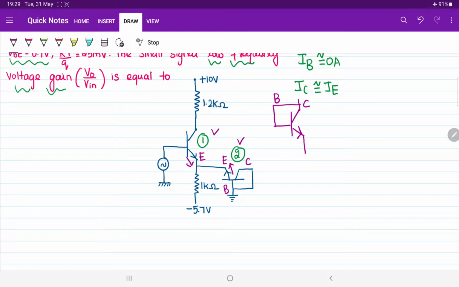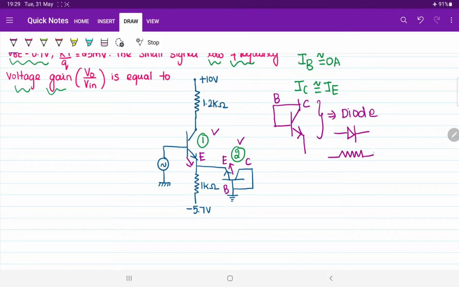Whenever you observe that the collector and base are shorted together, in that case, always, whenever base is shorted with the collector, your transistor will simply behave as a diode. So you can replace this entire transistor by a single equivalent diode. Of course, the diode will be replaced by an equivalent resistor and a cut-in voltage.